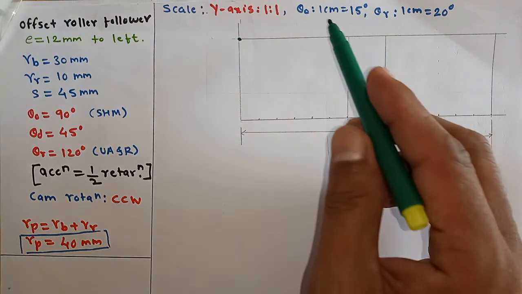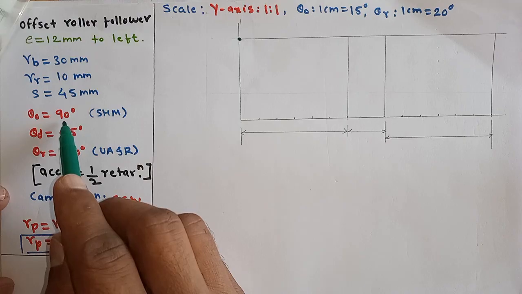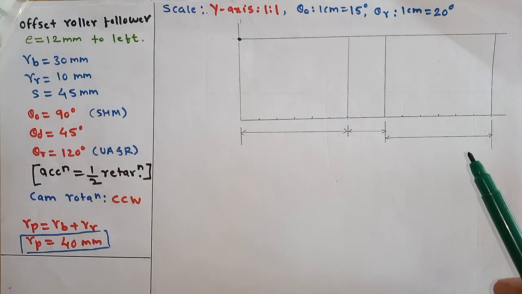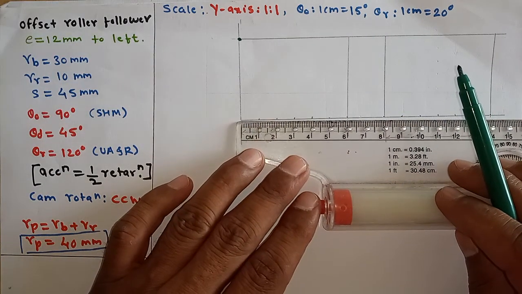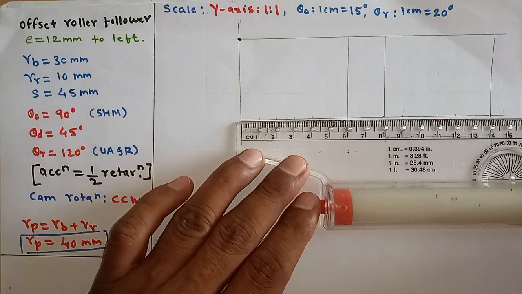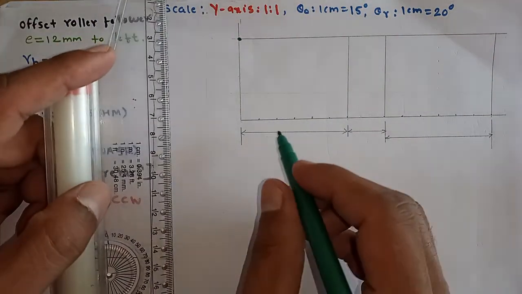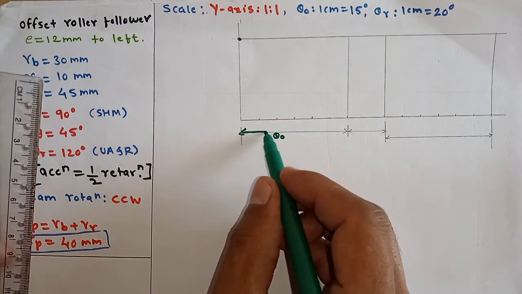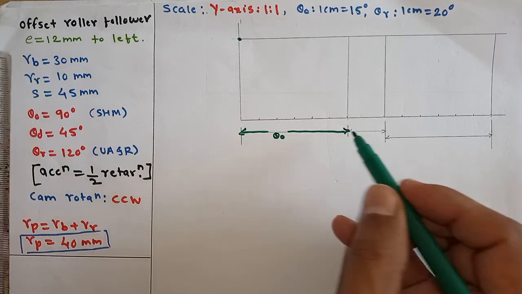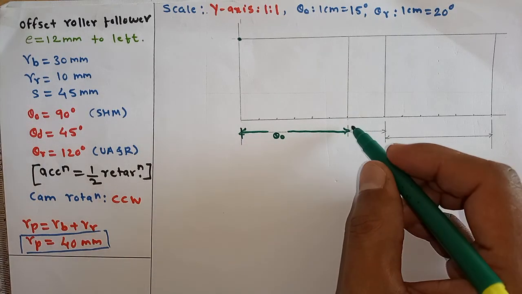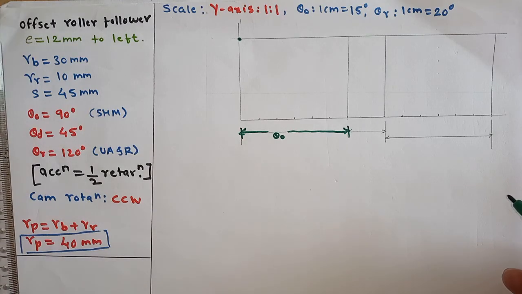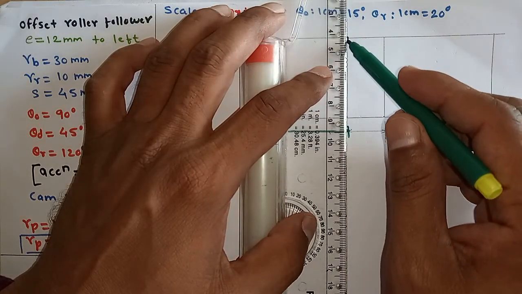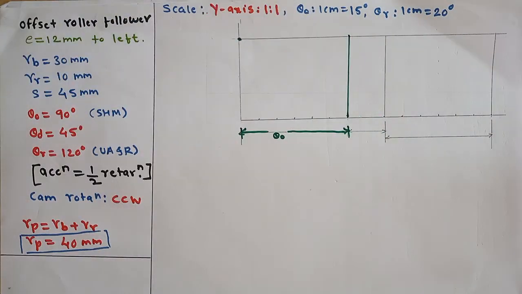Then for x-axis, first stroke is outstroke, during which cam rotates through 90 degrees. So for outstroke we will take scale of 1 centimeter equals to 15 degrees. So 6 centimeter will give me 90 degrees. So this is theta O, which is 90 degrees. So I have taken the scale of 1 centimeter equals to 15 degrees. So this is 6 centimeters. So this is the first segment representing outstroke.